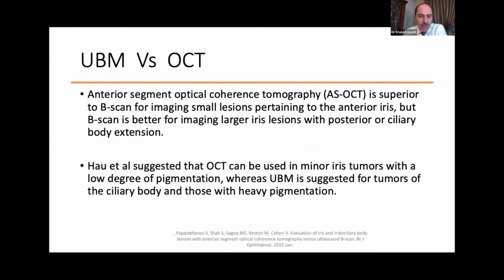When we reviewed the literature, we found that anterior segment OCT might be more important in small, anteriorly located lesions, while the UBM is better for imaging large iris lesions with a posterior extension, as we see with our patient. And UBM is also more important in heavily pigmented lesions, as in our patient.